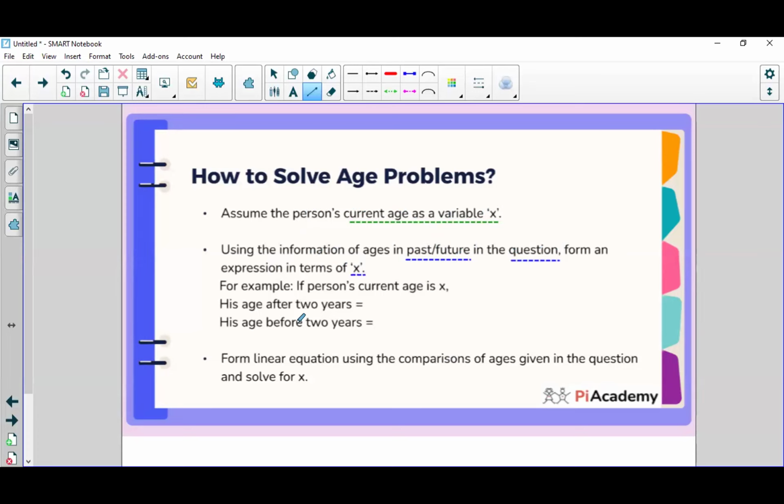So, for example, if the person's current age is x, what would be the age after 2 years? After 2 years means you will add 2. Because today, if you are 10, after 2 years you will be 12, so you do 10 plus 2. So his age after 2 years would be x plus 2, and his age 2 years ago would be x minus 2. Something like that. Okay. And after that, you have to form the linear equation using the comparison of ages given in the question and then solve for x. Okay?